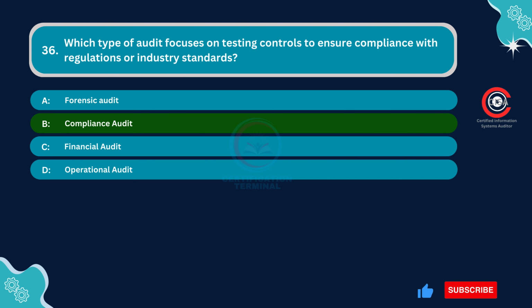Compliance audit. A compliance audit is specifically designed to assess whether an organization is adhering to external regulations, laws, and industry standards. The primary focus of a compliance audit is to evaluate the extent to which an organization's policies, procedures, and operations comply with external laws, regulations, and industry standards. These standards could include government regulations, industry-specific guidelines, contractual obligations, or internal policies.